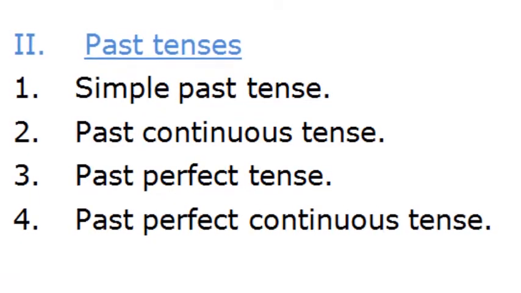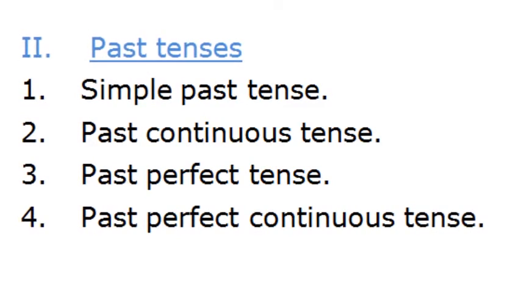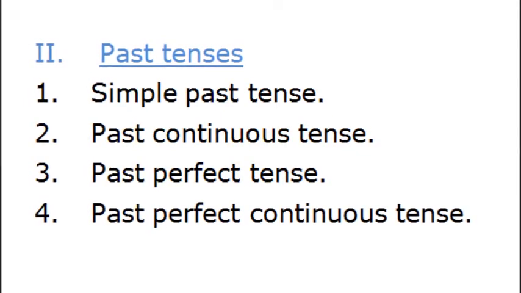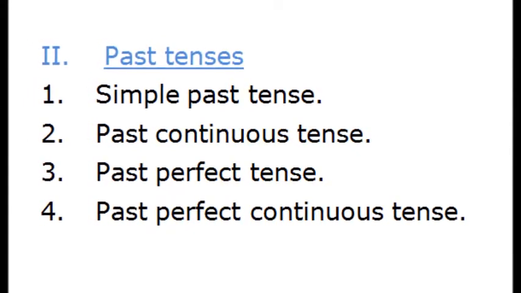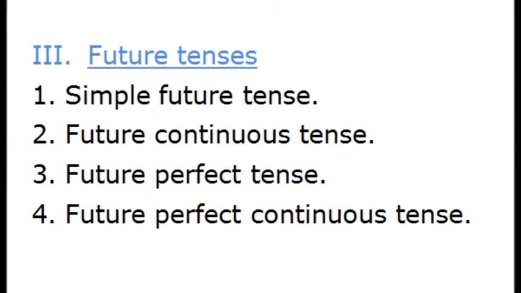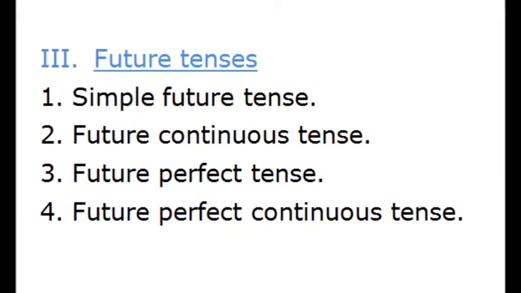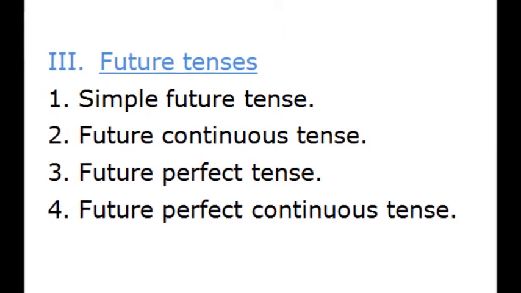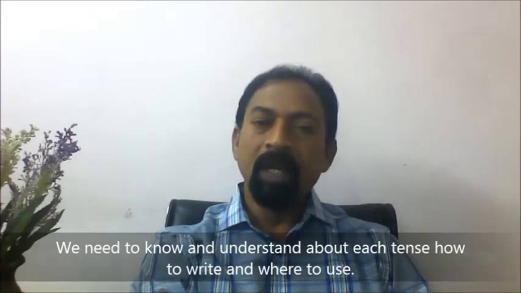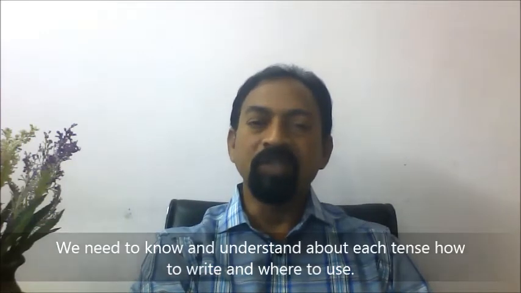If we see past tense, the 4 forms here are simple past, past continuous, past perfect, and past perfect continuous tense. Future tense has 4 forms: simple future tense, future continuous tense, future perfect tense, and future perfect continuous tense. We need to understand each tense, how to write it and where to use it.